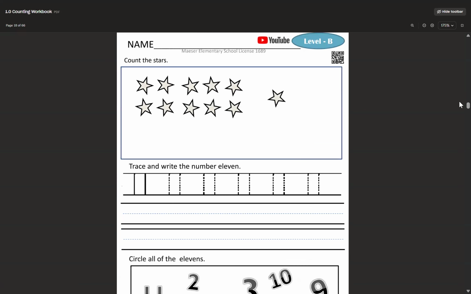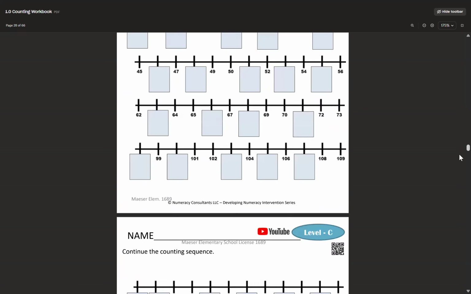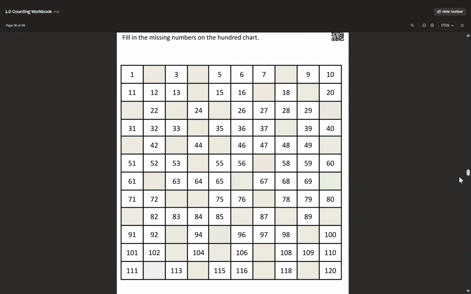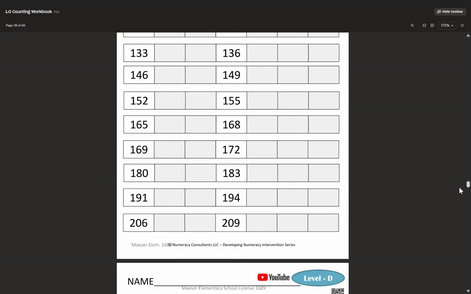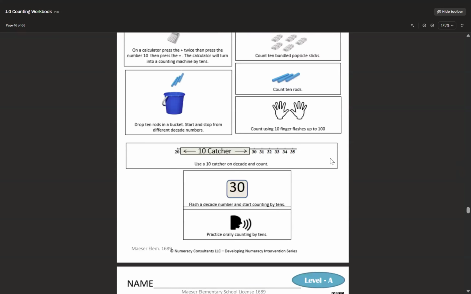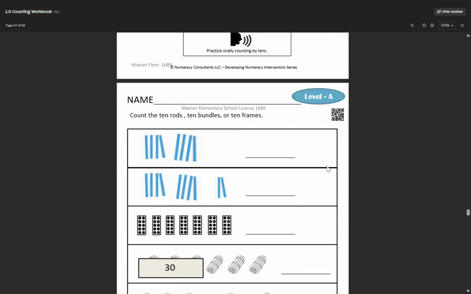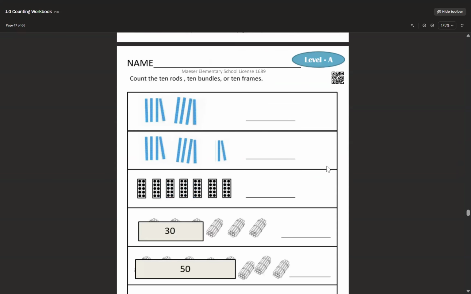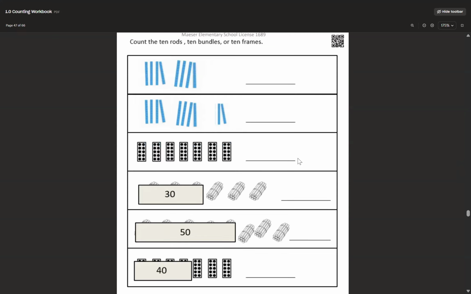This is all counting by ones. So we want to get to counting by tens, which is down a little bit. We're getting close. Okay, here we go. So now we are at counting by tens, and this is more additional practice. Now remember, level A for counting by tens is just 10, 20, 30, 40, 50, 60, 70, 80. This is what it looks like, okay?